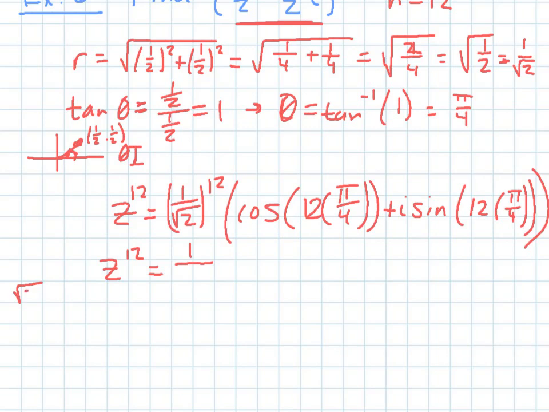So square root of 2 is the same thing as 2 to the 1/2. If I take that to the 12th power, it's the power to power property, so I multiply. So 2 to the 1/2 times 12 would give me 2 to the 6th, and that would be the same as 64. So that would be the fraction that I have in front. And now for cosine, we can reduce the 12 times the pi over 4 by allowing 4 to go into 12 3 times, so that gives me 3 pi.